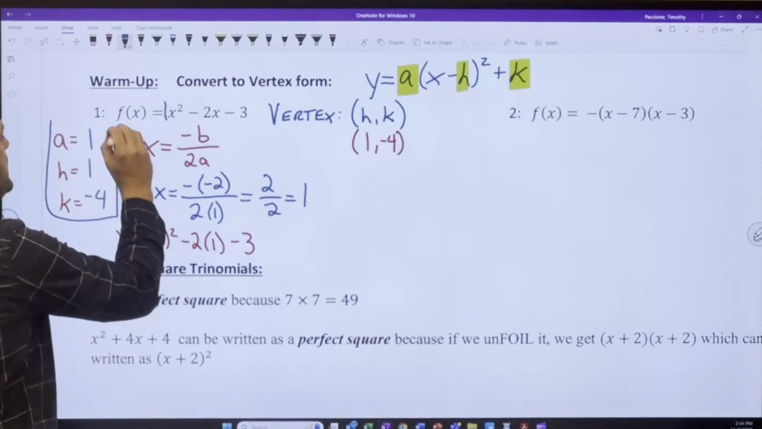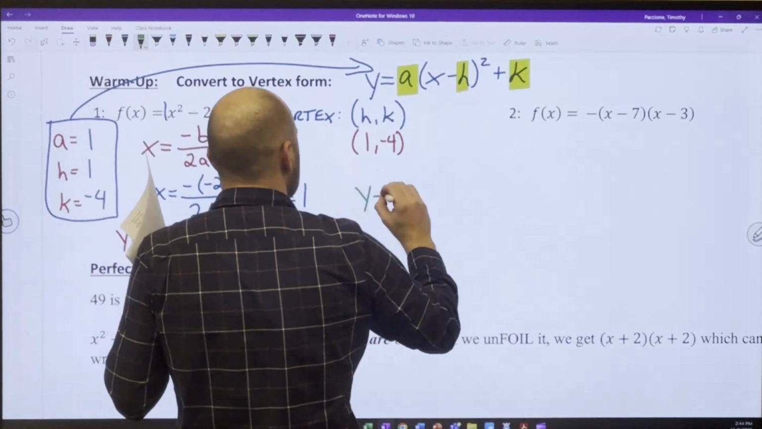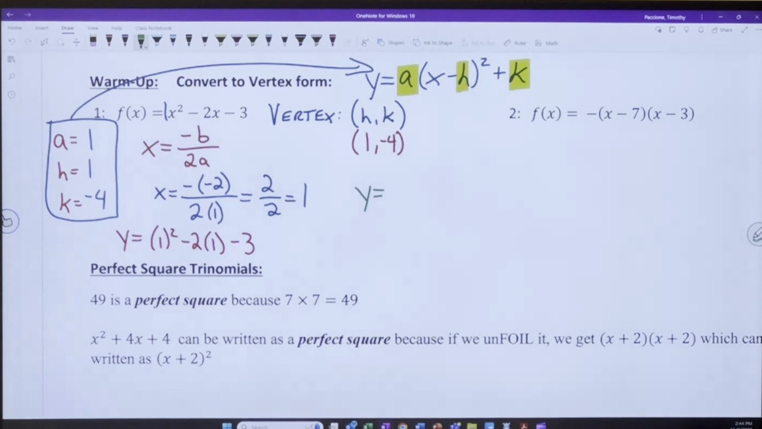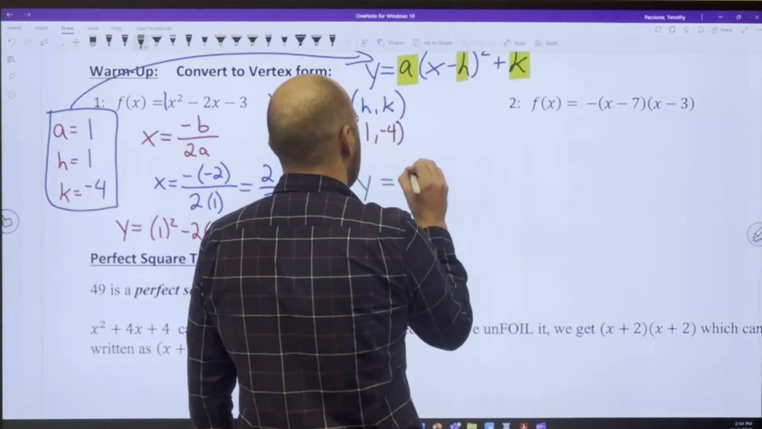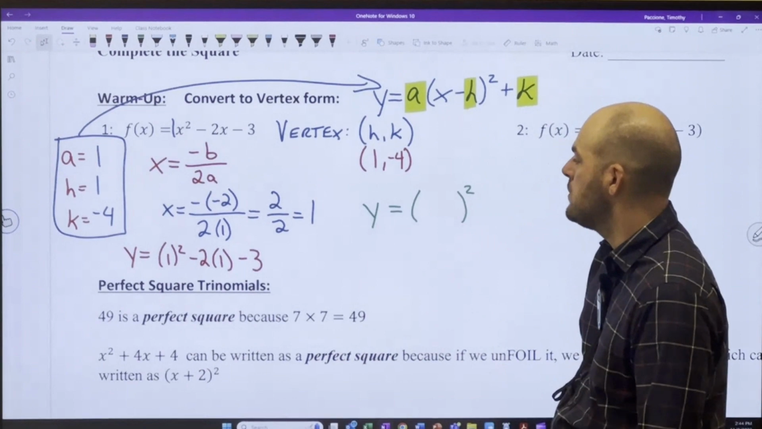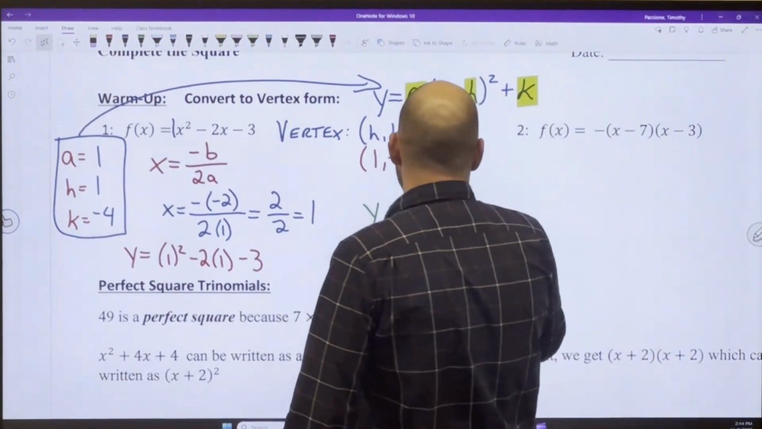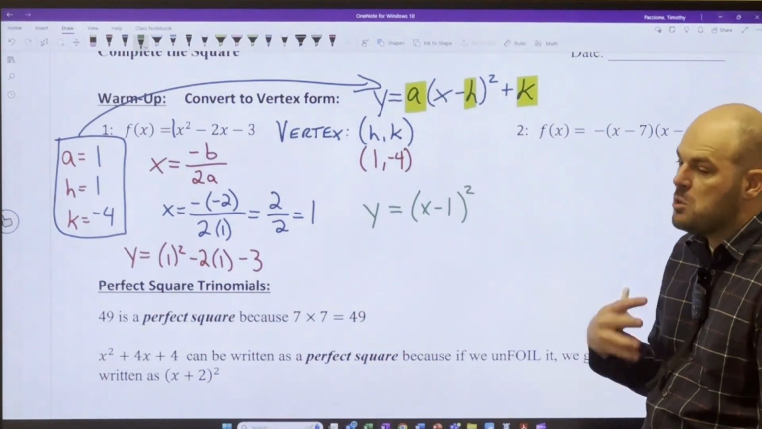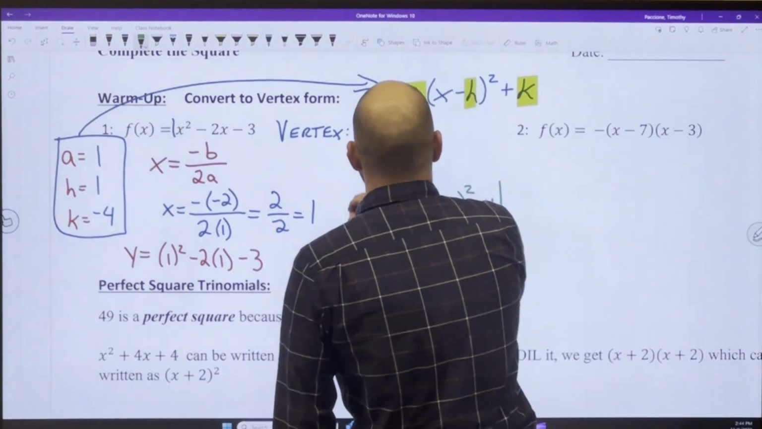Okay, so these are my pieces. I just have to plug them in. So I say y equals, and then what's my a? 1. If it's 1, do I need to write it? No. So I'm just going to write parentheses squared. What goes in the parentheses? x minus h. What's my h? 1. So I write x minus 1. And my k is? Negative 4. So plus negative 4 is just minus 4. And I've converted to vertex form.